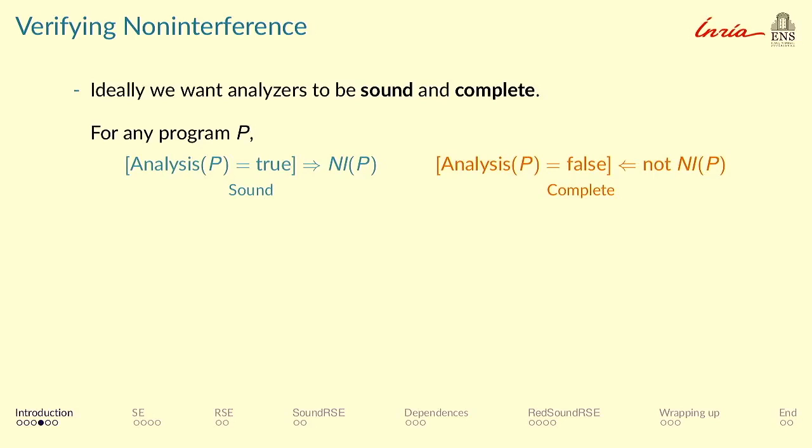Meanwhile, completeness, or the complete analysis, tells us that if a program P is not non-interferent, then the analysis is going to return false. We know that both together are not possible, and there are results showing this. But the two tools that we want to see today are, first, dependencies, which is a technique based on abstract interpretation, and that is sound.